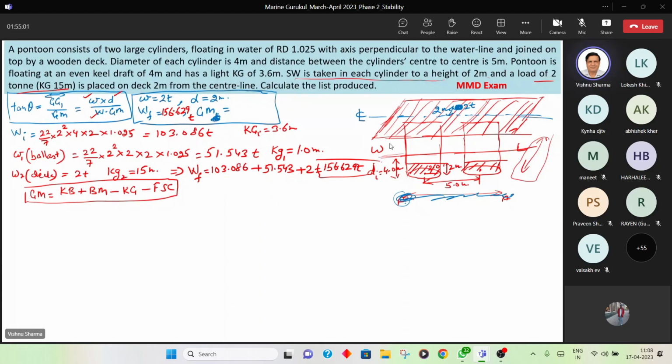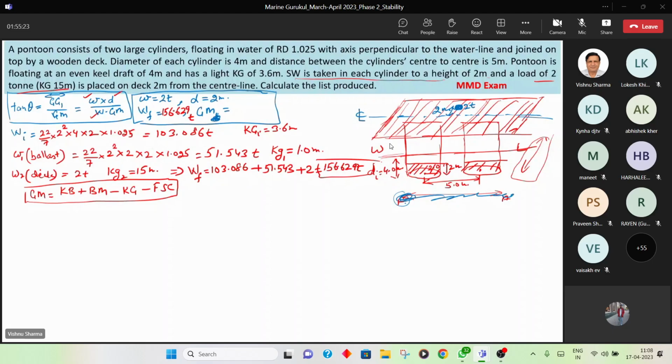Tell me, what will be the relationship between draft and KB? Is there going to be any relationship? Yes or no, and why? It will be half of the final draft. Anybody in the class who feels it should not be, then I'll explain. If everybody is aligned, then it's okay. Tell me, guys.